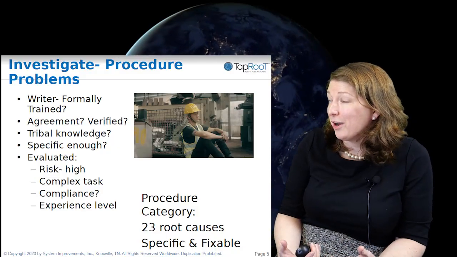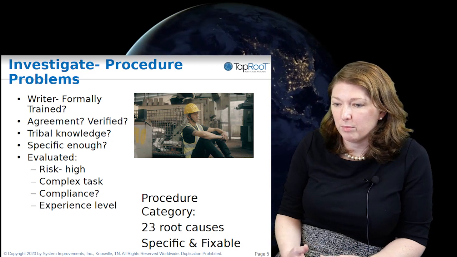Yep. Okay. So if we have a technical issue with our procedures, we're going to have to go investigate and find out what is wrong with it, technically wrong, that is causing people to have human error, right? So we go out and we investigate, and one of the things we're going to want to know is who wrote the procedure. Oftentimes in our Taproot courses, we'll ask a class of students how many people have written or will write a procedure for their company.